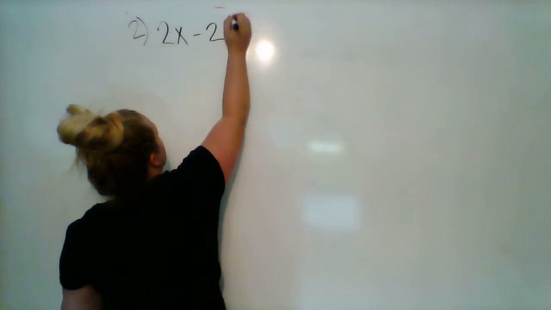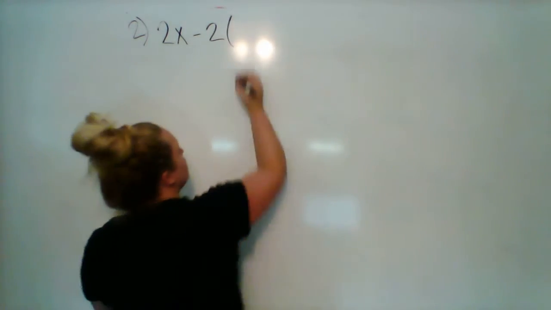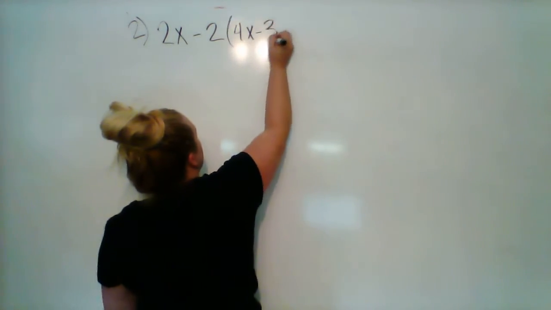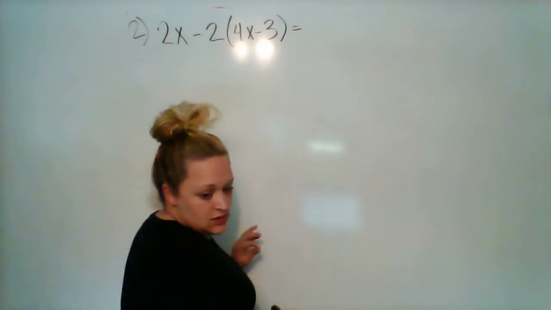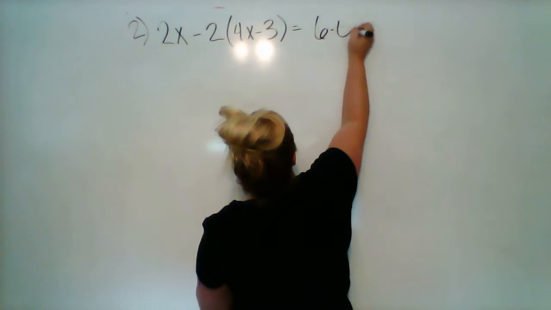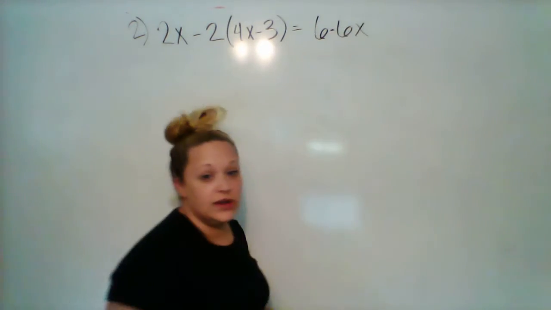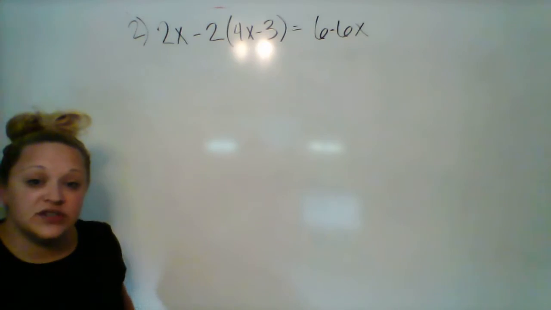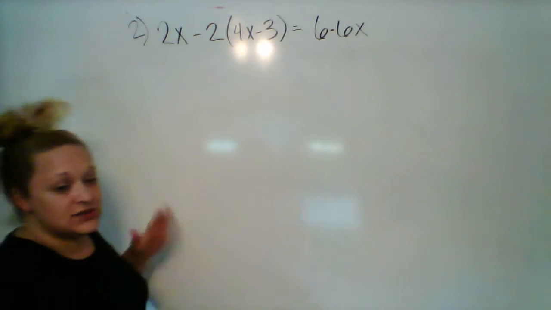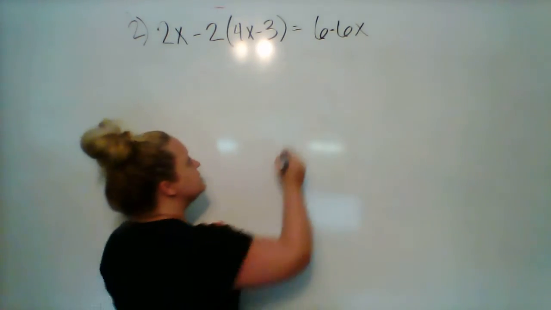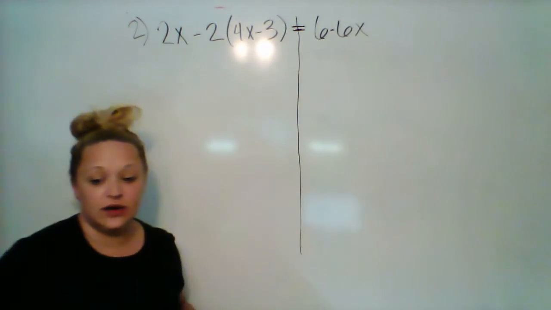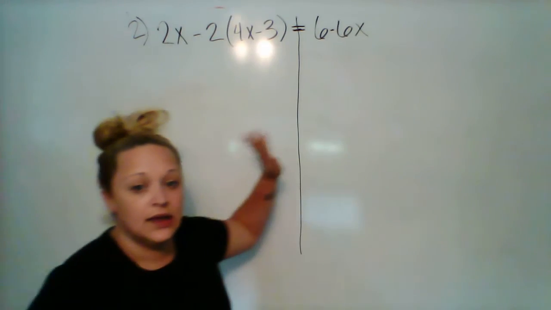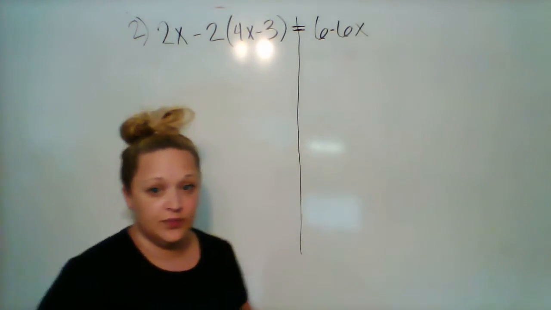Alright, we have 2x minus 2 parentheses 4x minus 3 equals 6 minus 6x. Gotta make sure that whole thing is in the screen, and it is. So the first thing we're going to do is notice that there's an equal sign. Because there's an equal sign, I'm going to draw a line straight down so that I understand that what's happening on one side is separate from what's happening on the other.